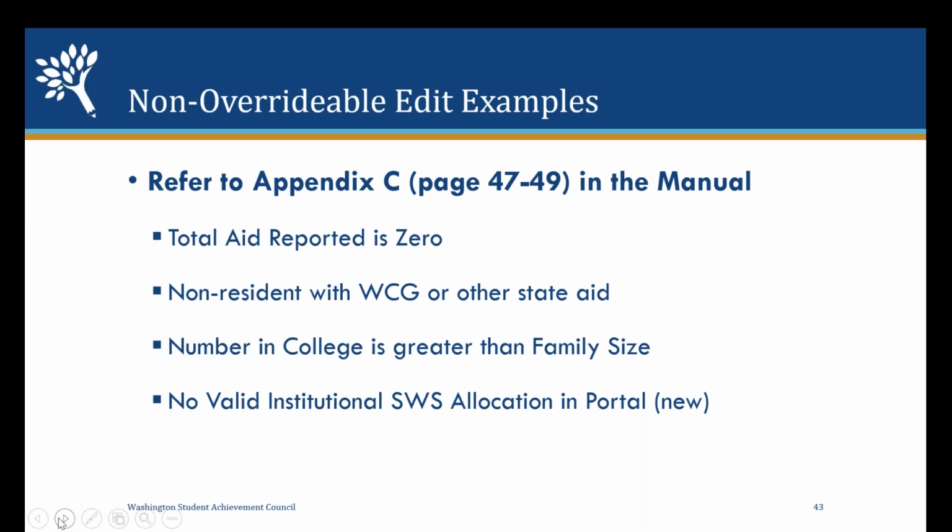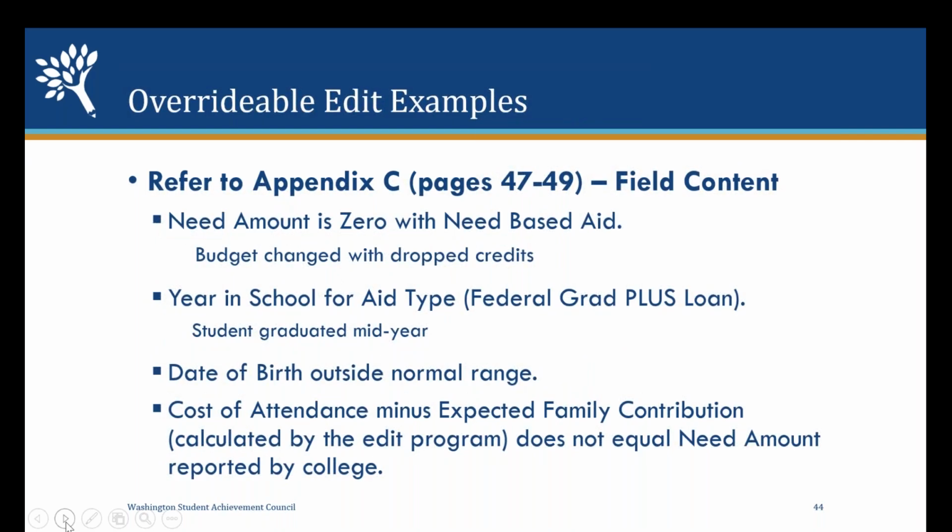Non-overrideable edit examples, again, are in Appendix C, pages 47 to 49 in the manual. You cannot override total aid reported as 0. A non-resident with a Washington College Grant or other state aid: they have to be a resident of Washington in order to get any of those programs. If the number in college is greater than family size, it's not overrideable. You'll need to change the data. And no valid institutional state work study allocation in the portal, and that's a new edit. And a note: if the file upload worked, but then the secondary edits run, it might require you to correct the student record before you can submit the file.